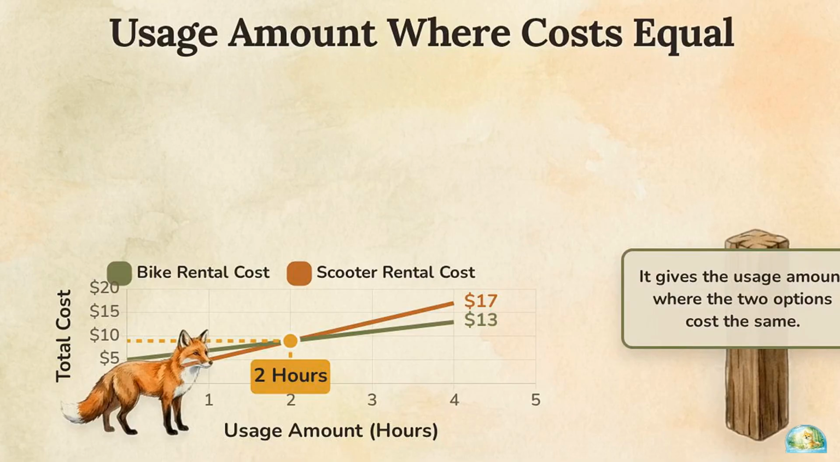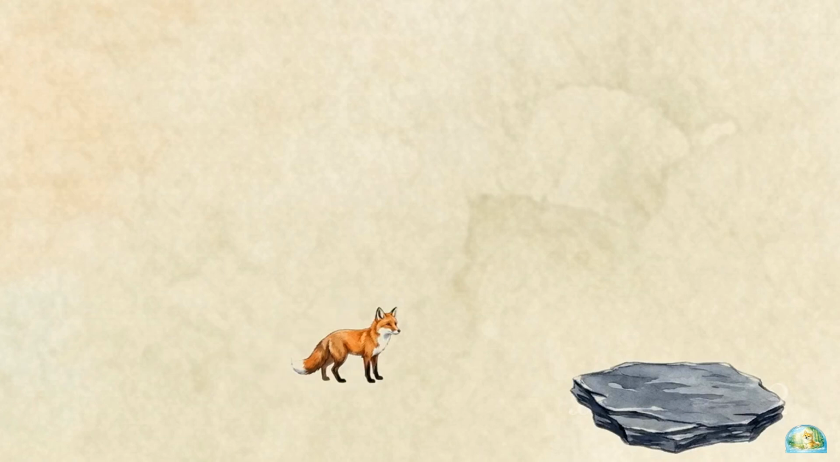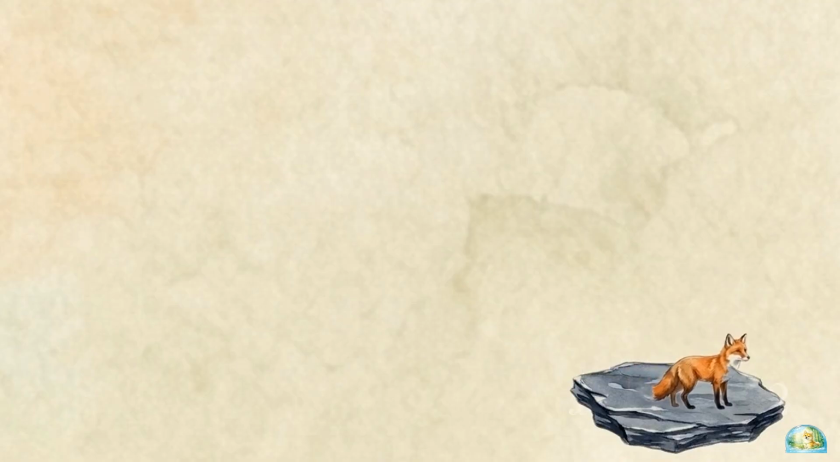How would you check this result? It gives the usage amount where the two options cost the same. Here are the results. The intersection x values solve the equation because the two outputs are equal there.